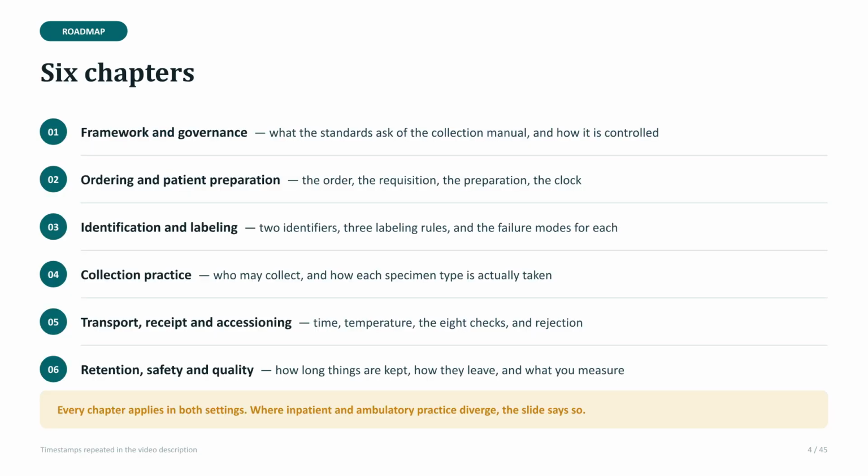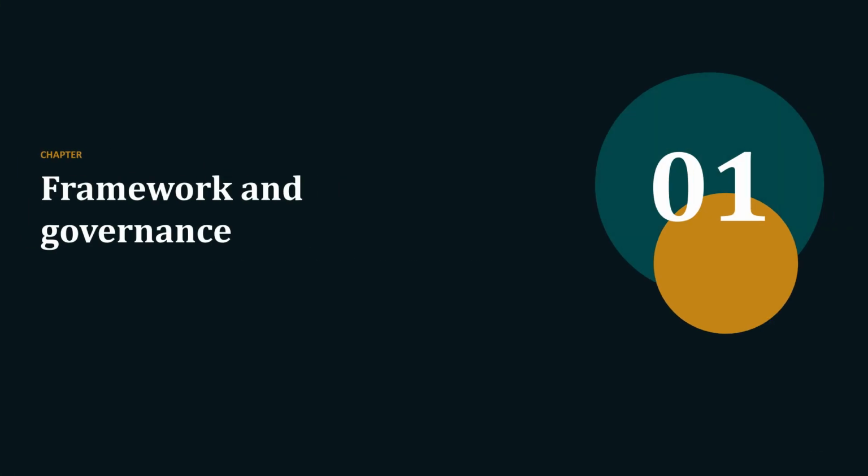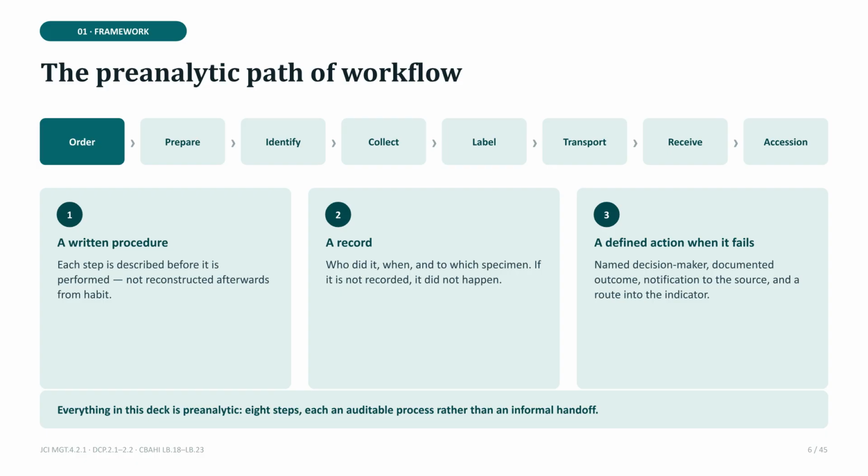This video is organized into 6 chapters, covering everything from framework and governance to specimen retention. These chapters apply to both inpatient and ambulatory settings. Chapter 1 focuses on the framework and governance of your collection manual, including how the document itself is controlled, distributed, and audited.